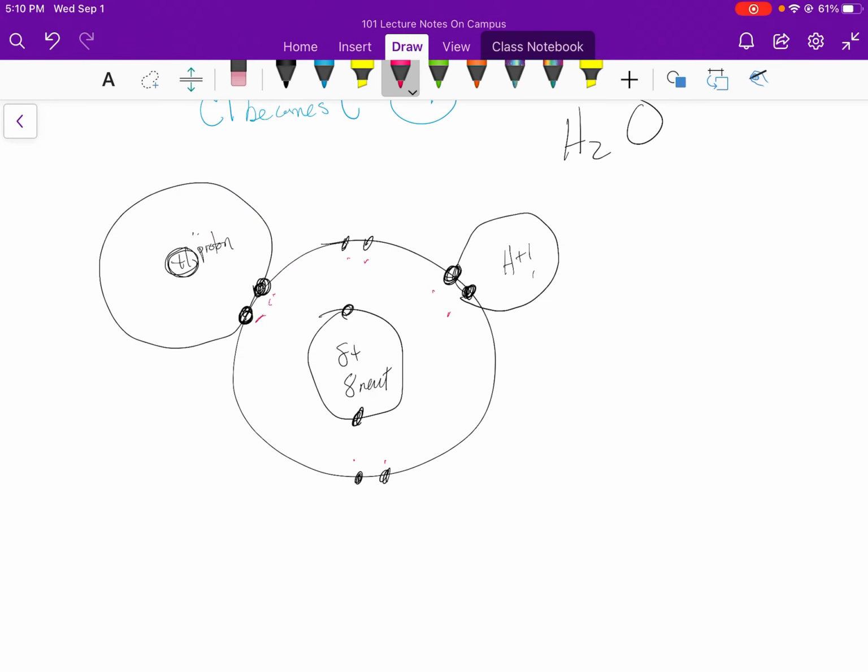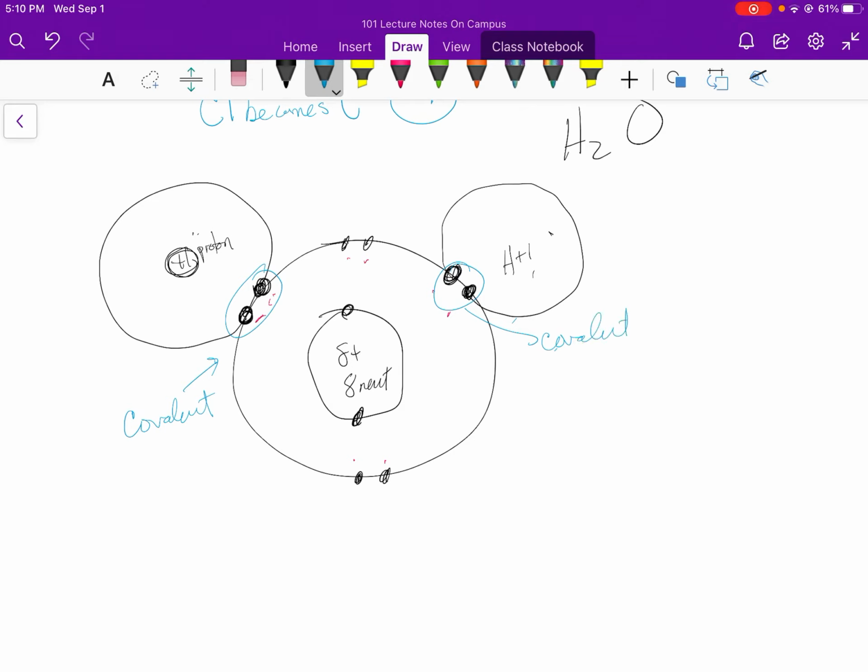And now you have a water molecule, which I've drawn in slightly different sizes of the different parts here. So I'm going to try to make them more equal. That looks very nice. All right, and now these are covalent bonds, so that's important. This is covalent because they're shared, and this is covalent because they're shared.